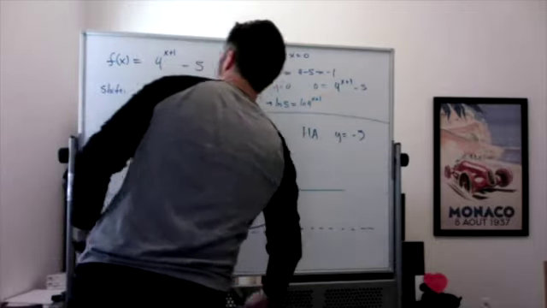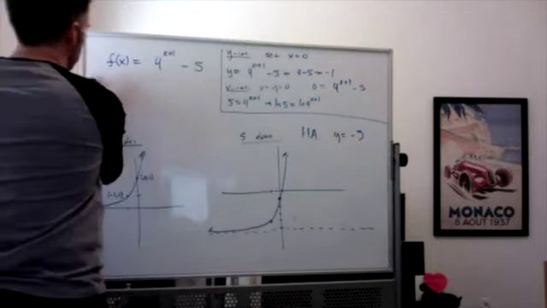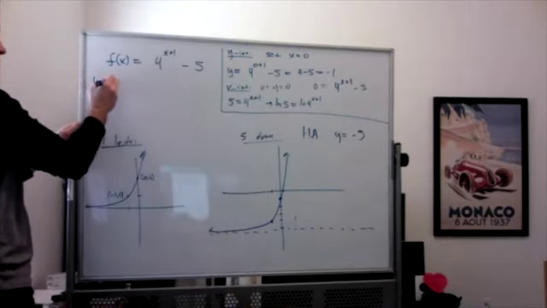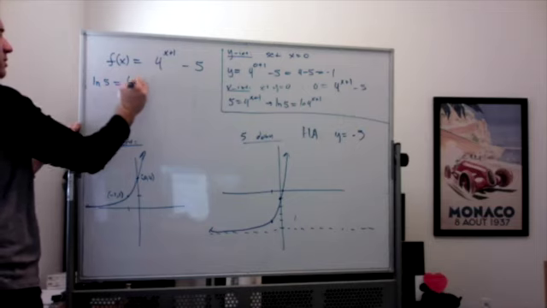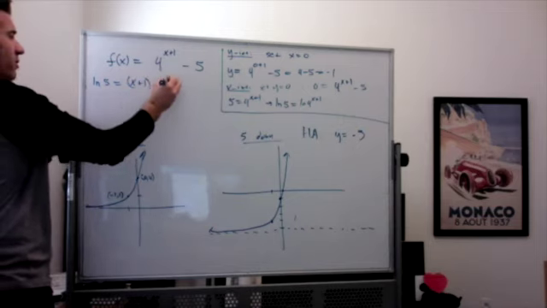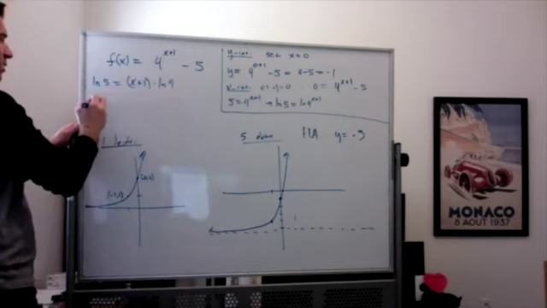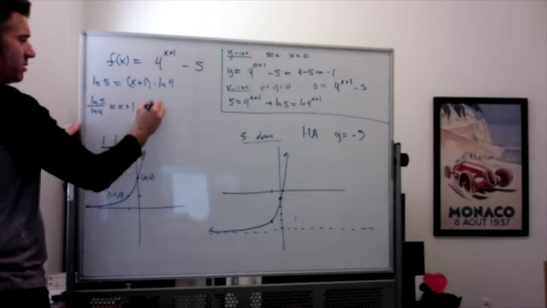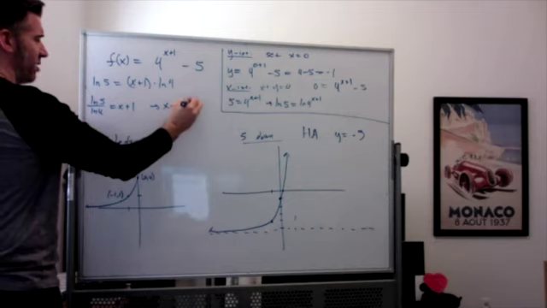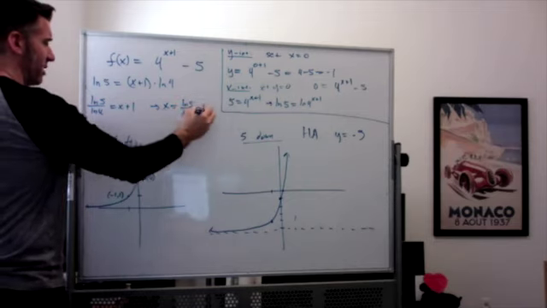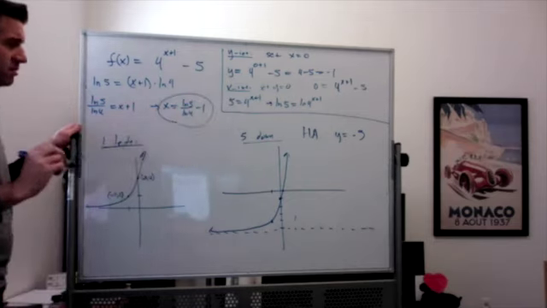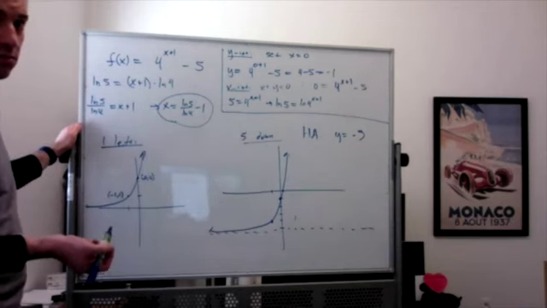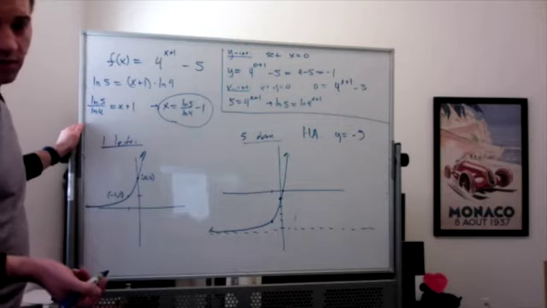We're out of room here. I would then bring down the x plus 1 to the natural log of 5 equals x plus 1 times the natural log of 4. Divide by natural log of 4, subtract 1. So x equals the natural log of 5 divided by the natural log of 4 minus 1. Not a very nice number, but a number, a positive number.